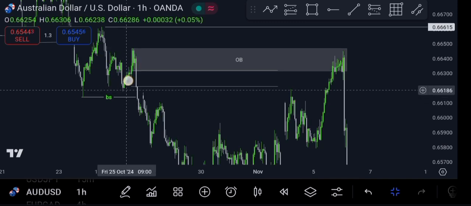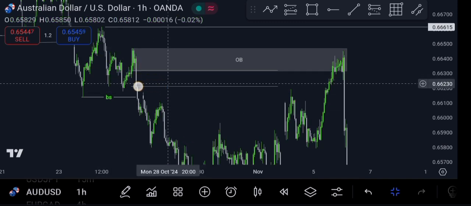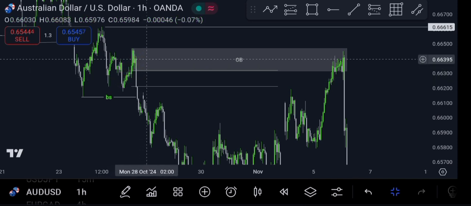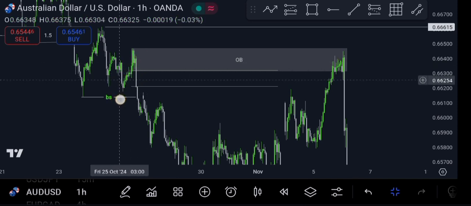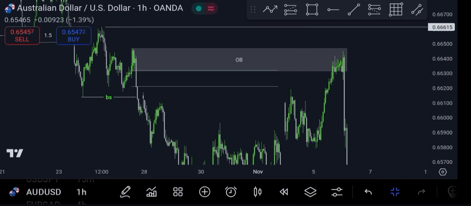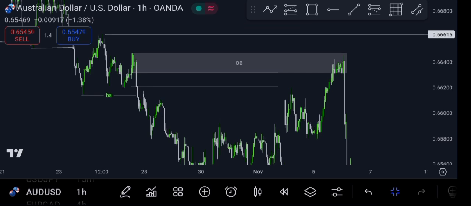This was my second confluence, that there was an imbalance here, and my first confluence was that this order block was not mitigated, and below was my second confirmation that we have an imbalance. So that's why I decided to only take this order block only.